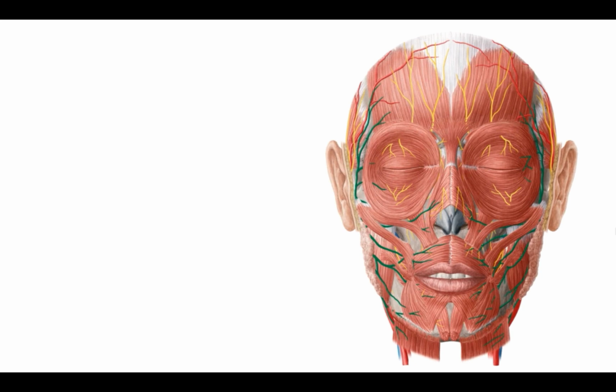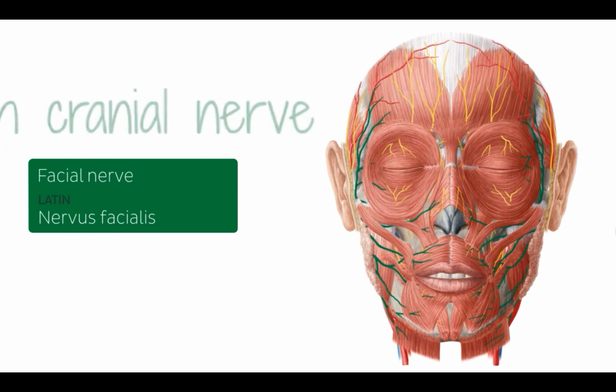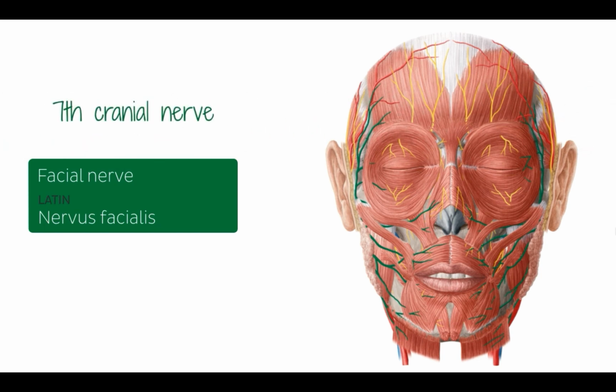Let's start off with the very first one on the list that you see here highlighted in green. This is known as the facial nerve. So you can see you have one on each side of your head. They're also known as the seventh cranial nerves.